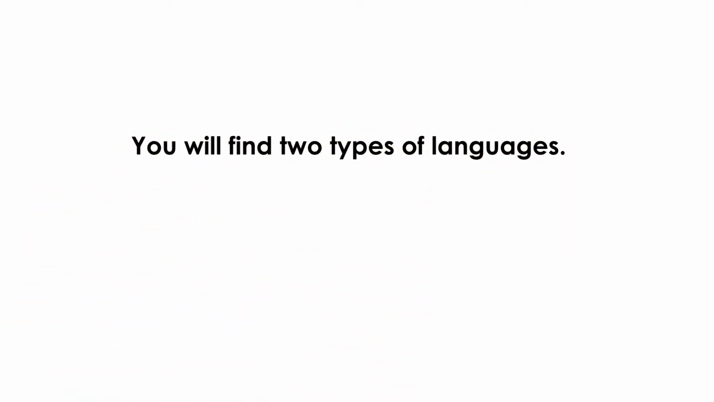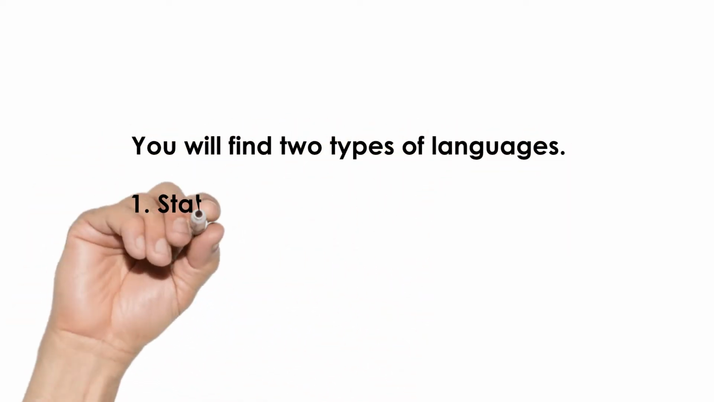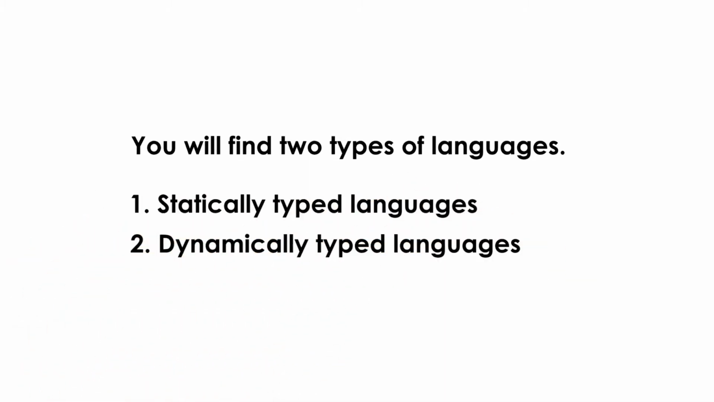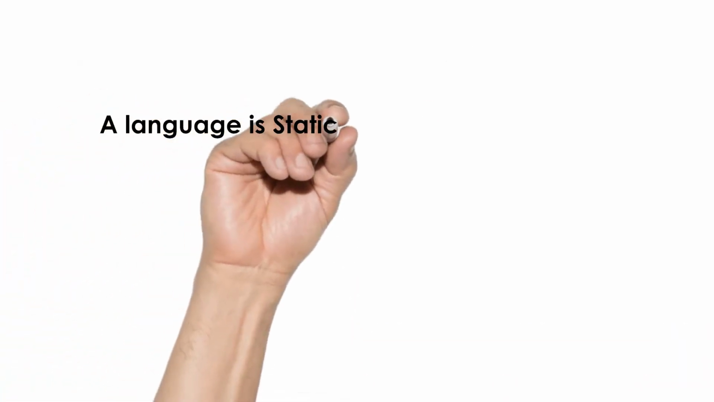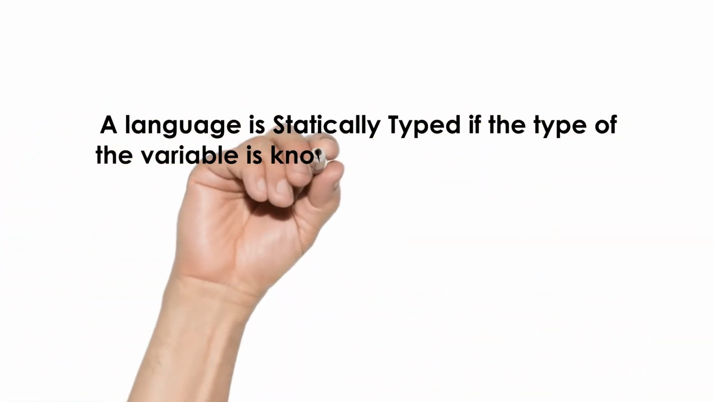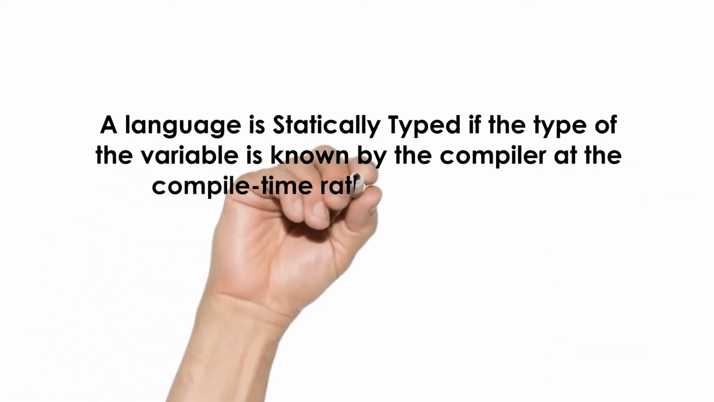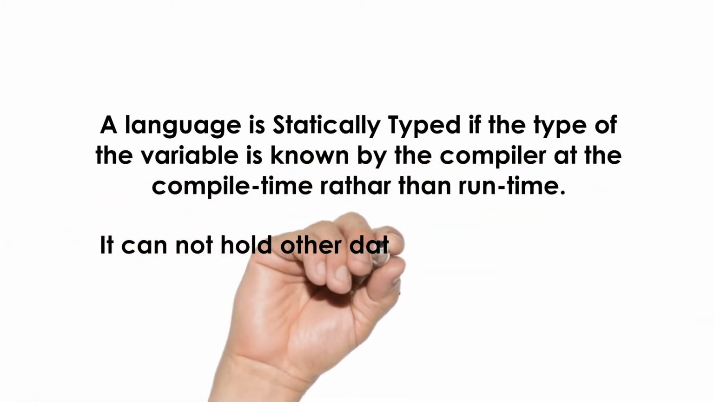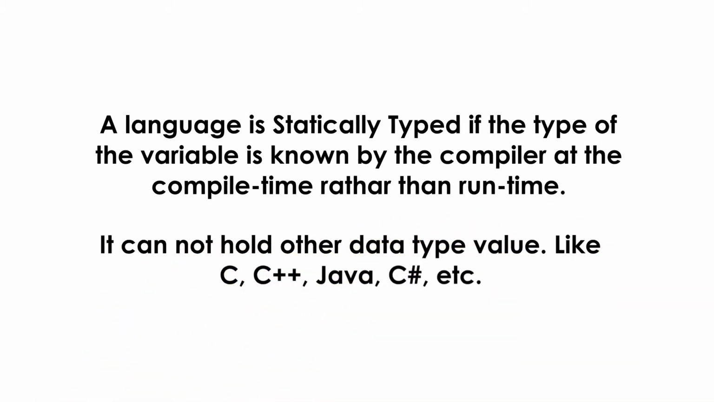There are two types of languages. One is statically typed and the second one is dynamically typed. When the compiler finds the type of a variable at compile time rather than at runtime, it is known as a statically typed language. You will find such things in C, C++, Java, C#, and so on.